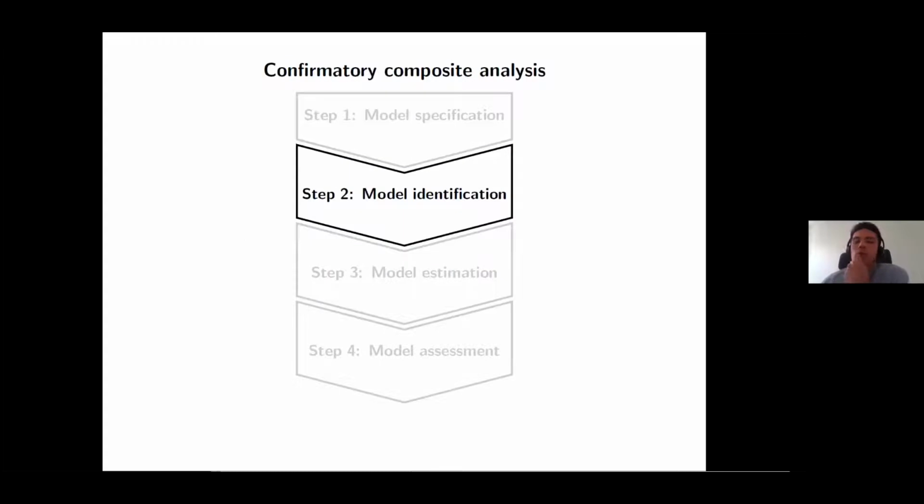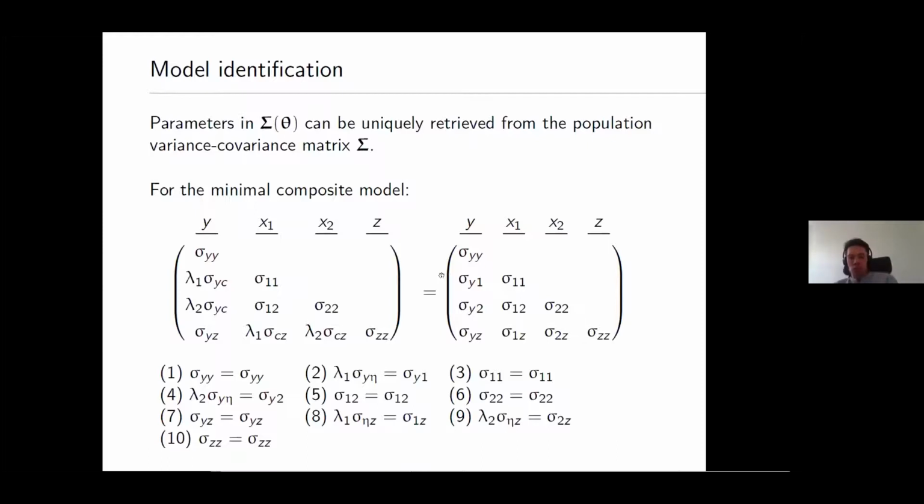Then we come to model identification. So what does model identification mean in the context of structural equation modeling? It means that we can uniquely retrieve the model parameters from the population variance covariance matrix of the observed variables. So you can think about it. We have here on the left-hand side the model implied variance covariance matrix of y, x1, x2, and z. And then we have the population variance covariance matrix of these variables.